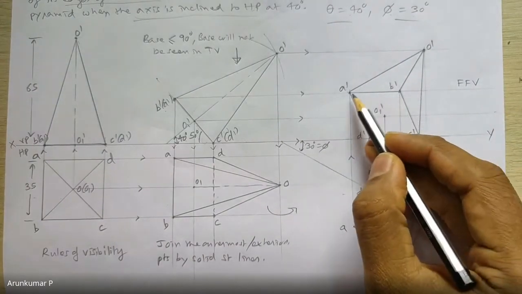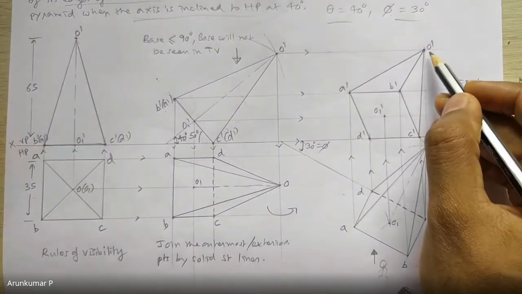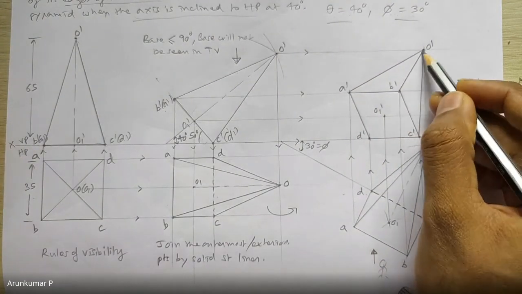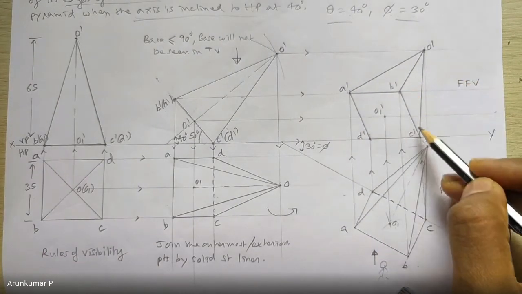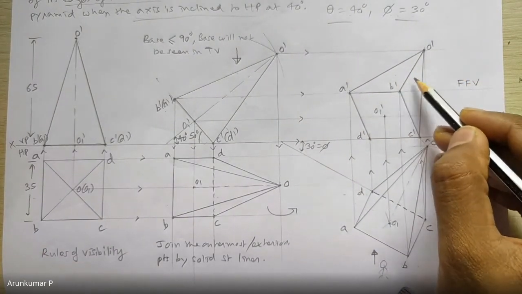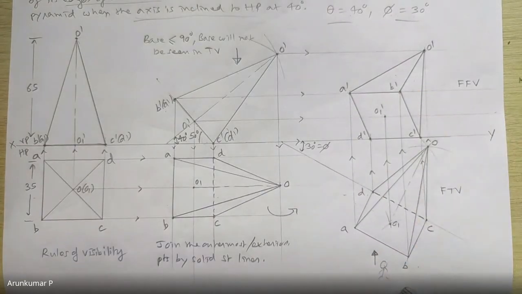What are they? The base ABCD, the triangular face O dash, A dash, B dash, that is OAB, the triangular face O dash, B dash, C dash, that is OBC. These are the 3 entities which you see in the final front view. The other two triangular faces are not seen.